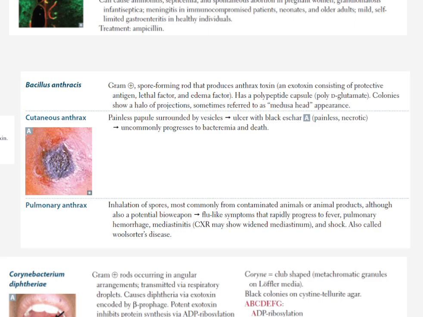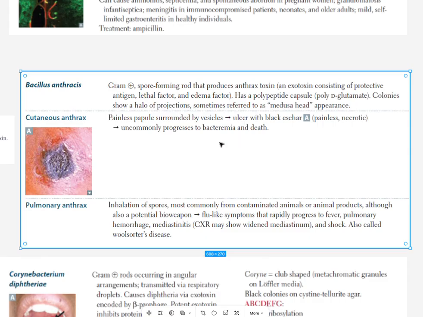Then you have something called pulmonary anthrax. That is basically inhaled spores. Since it's a spore-forming bacteria, the spores are inhaled, and that causes a severe lung disease, right? One thing that I would like to point out about Bacillus anthracis is that the capsule of anthrax is a little different, in that it is made of poly-D-glutamate. This poly-D-glutamate allows the bacteria to evade phagocytosis.